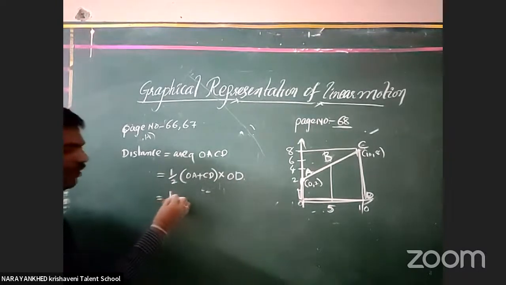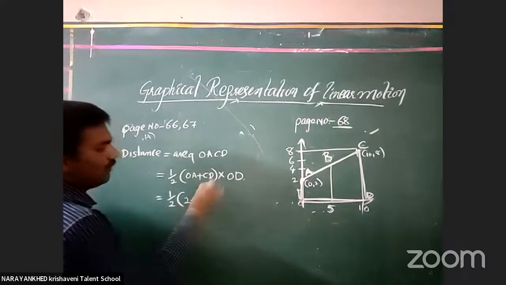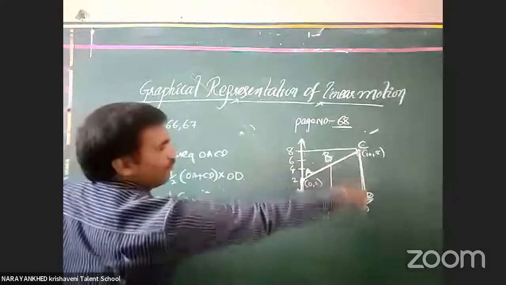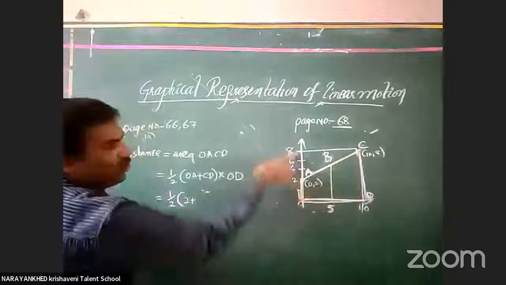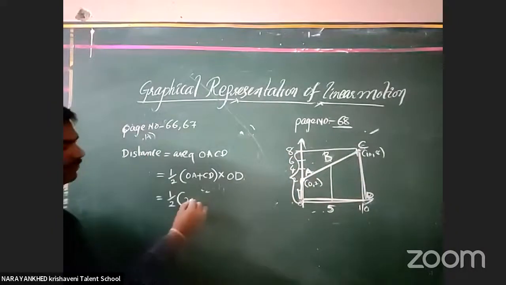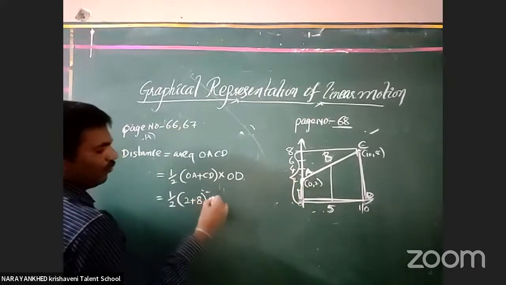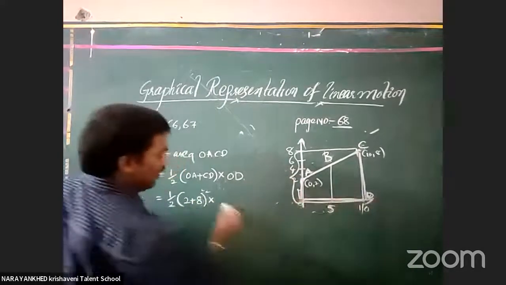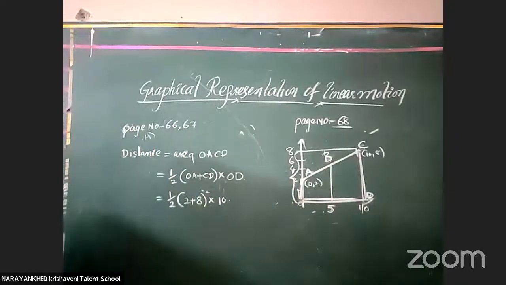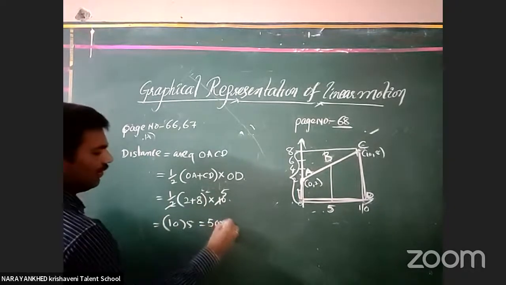Now it becomes half into what is the OA? OA is 2 here, from here to here. What is the distance? It is 0 to 8, so 8 centimeters, and OA is 2 centimeters. Now into body is how much? It is 10. Okay, clear or not all the students? Now what does it become? Half of 10 is 5, and next 10 into 5. It is 50 meters.